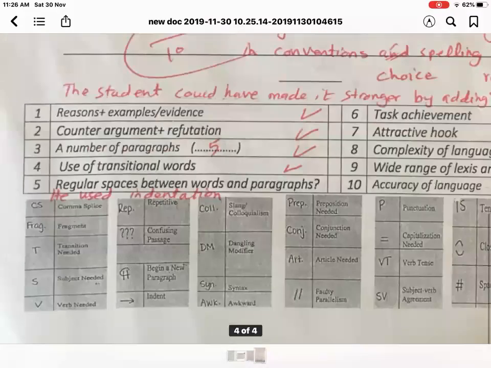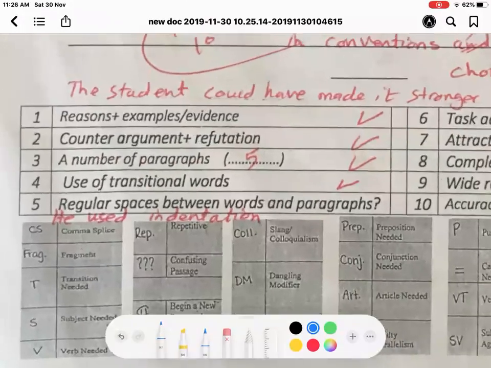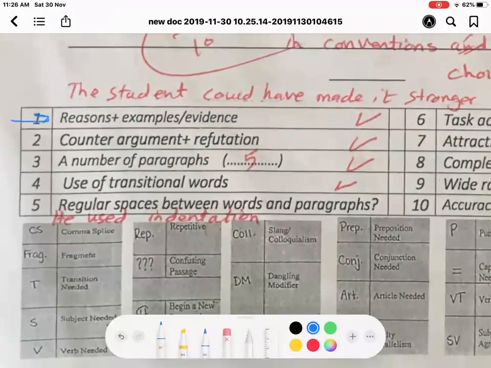For the reasons, according to the rubrics here, this student should receive a full mark. Why? Because he had reasons and examples and evidence. First point here, as you can see. The student here, he used reasons and he provided examples as well and evidence. I can't give him a cross here. A counter argument was mentioned, and even refutation was mentioned as well.